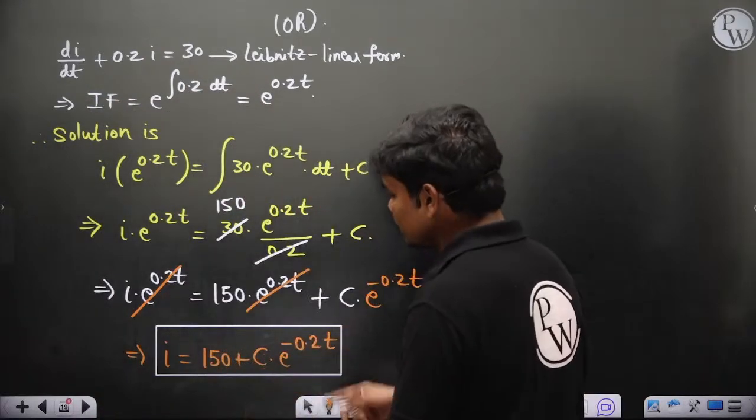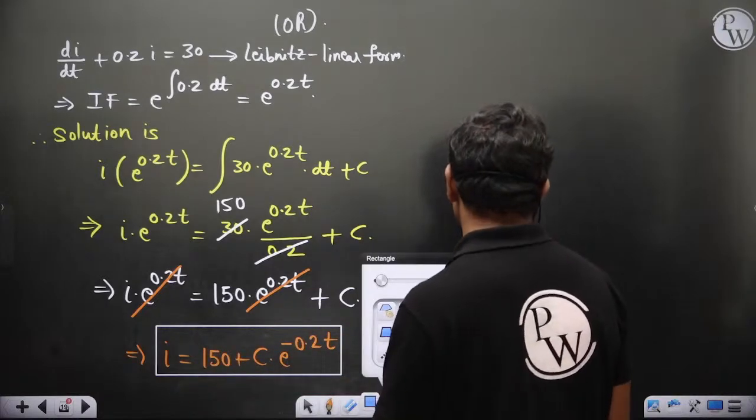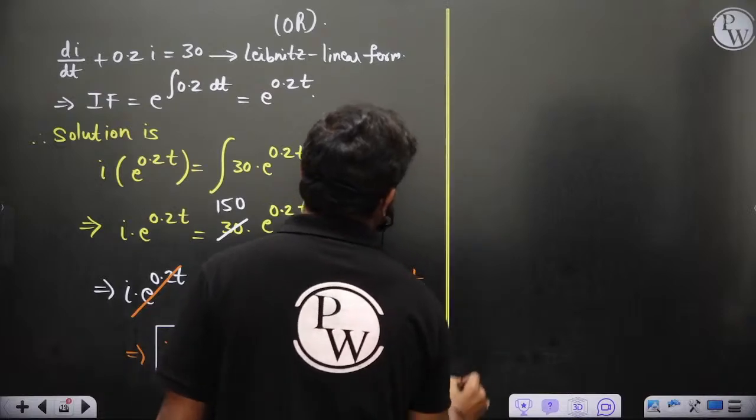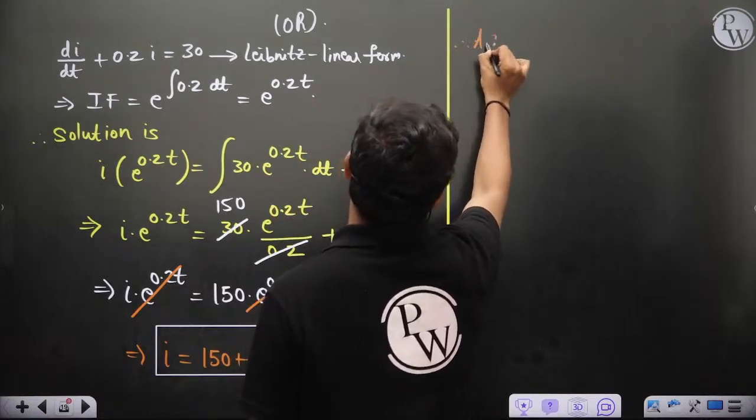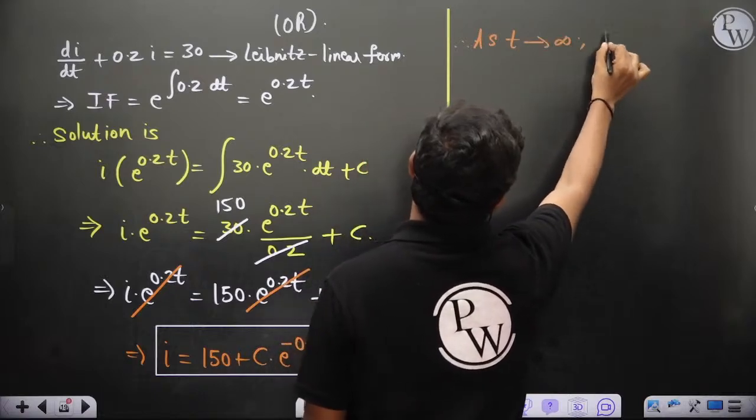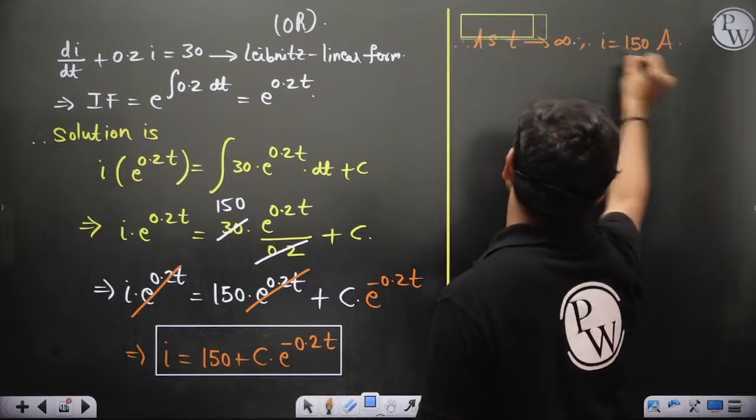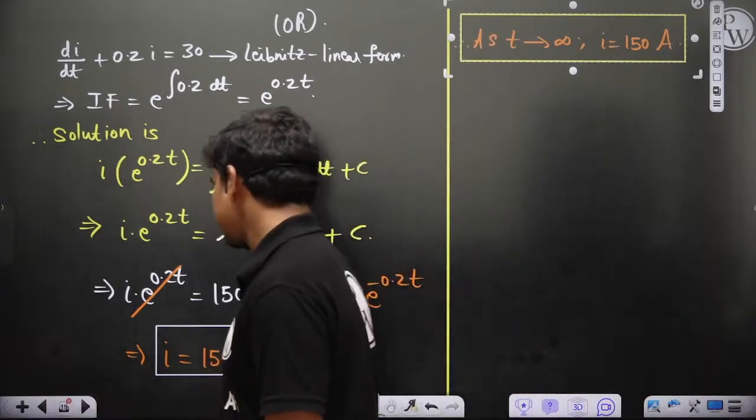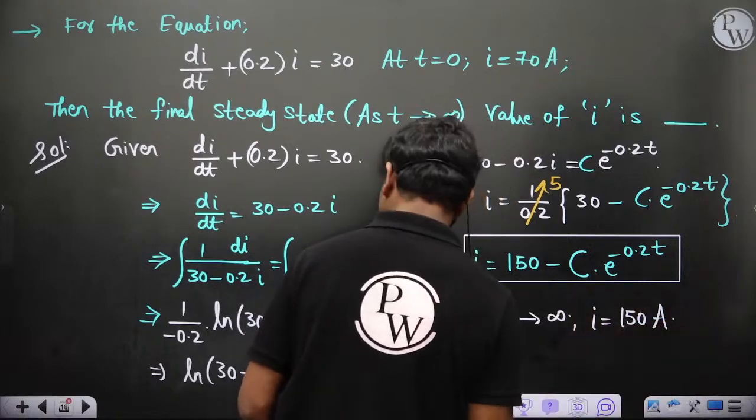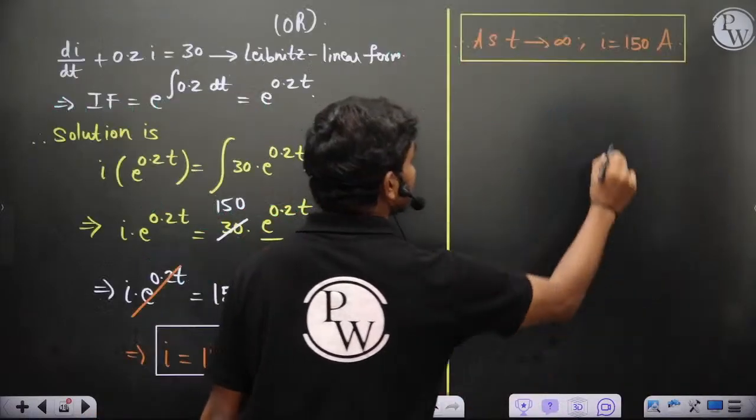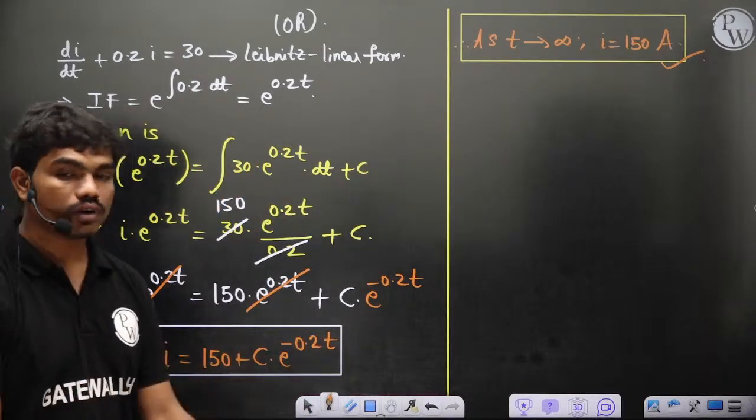If you put t equal to infinity, this term becomes 0. So I is equal to 150 amperes. Therefore, as t tends to infinity, ultimately again I is equal to 150 amperes. This is also the same solution you got by doing it the other way. These are the two ways, and if you do it in either of these two ways, you'll get the same answer.